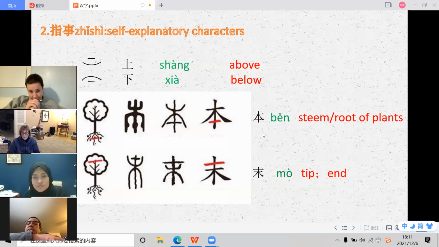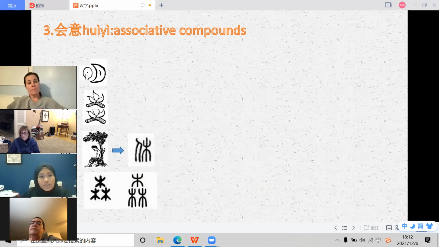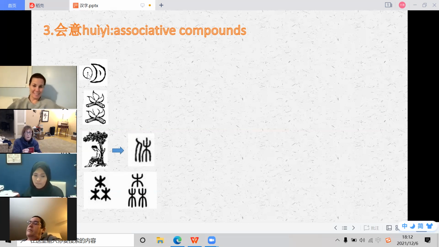So let's go on. Next is 会意, associative compounds. It's what we learned: sun and moon. Combine them, and no matter whether it's daytime or night, both have light. So it's bright.